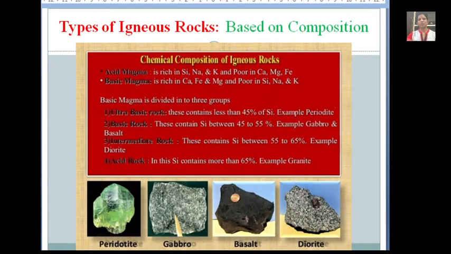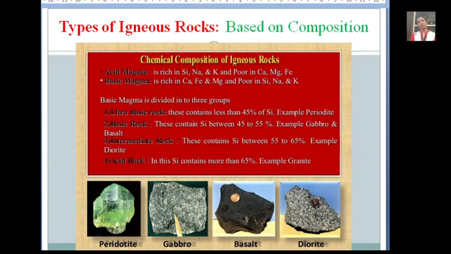For example, types on the basis of composition. On the basis of composition, we can classify igneous rocks into acid igneous rocks and basic igneous rocks. In acid igneous rocks, the amount of silica is found up to 65 to 80%, whereas in basic igneous rocks, the silica amount is found 45 to 60%.